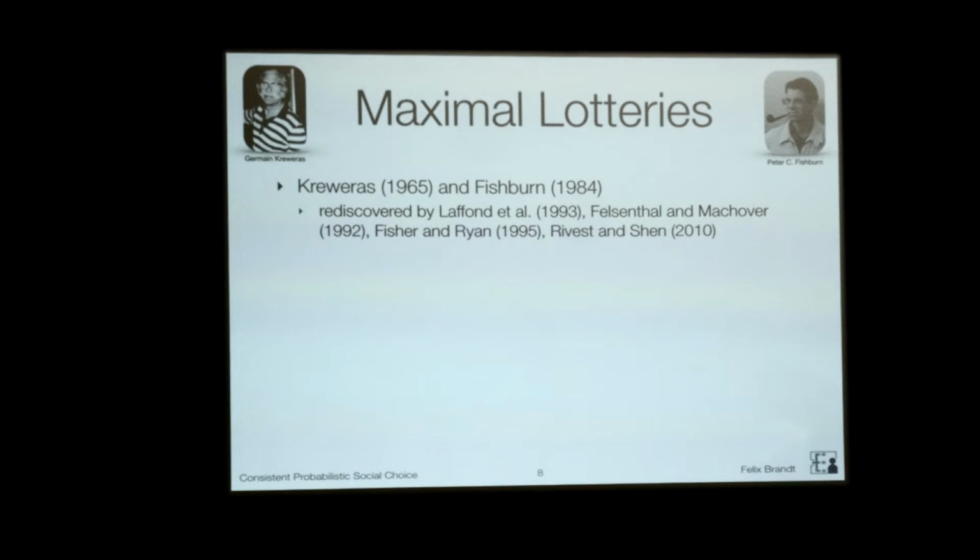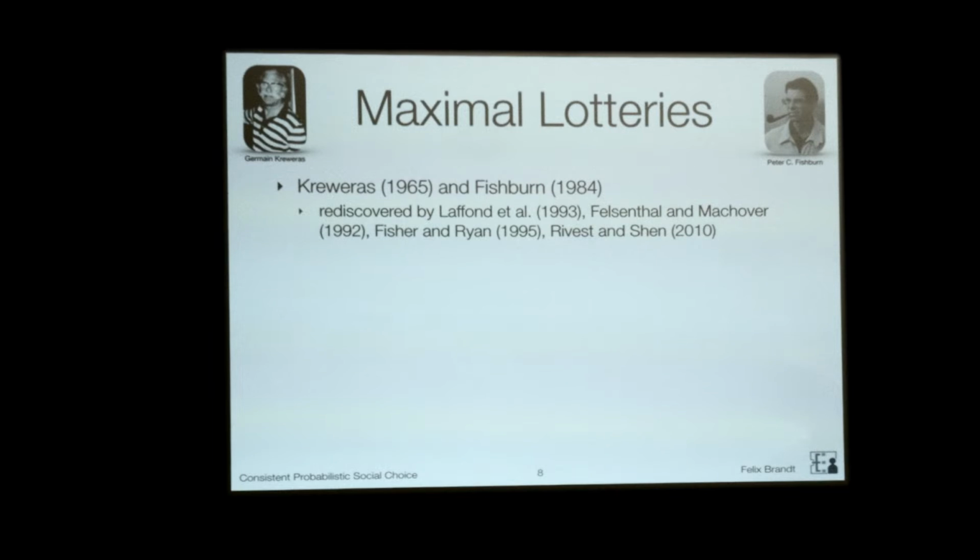First, maximal lotteries were first proposed by a Frenchman called Germain Kreweras in the 60s in a very hard-to-get paper. Then they were rediscovered by Fishburn in the 80s, and then rediscovered over and over again by economists, mathematicians, political scientists, and even computer scientists. The last paper mentioned here is by Ron Rivest and Emily Shen, two computer scientists.